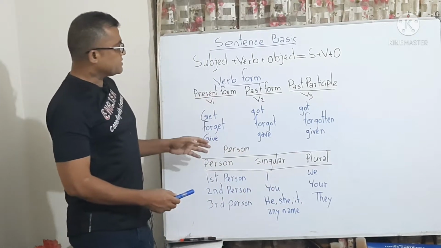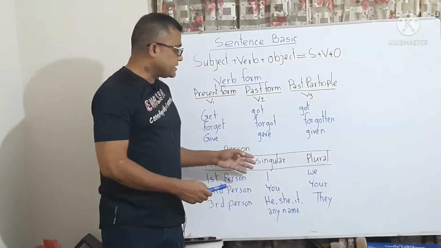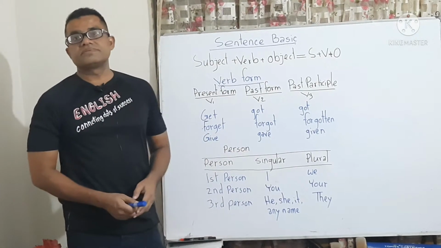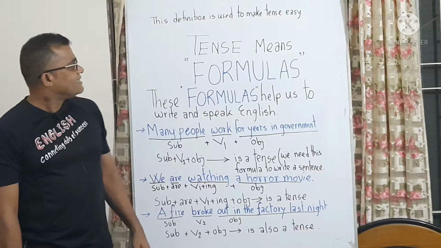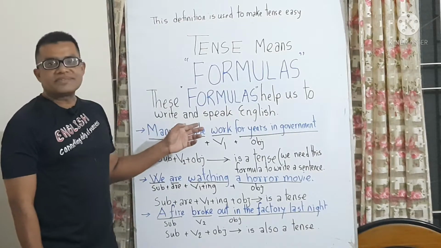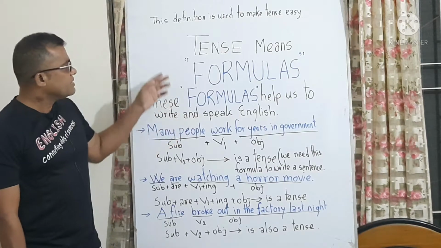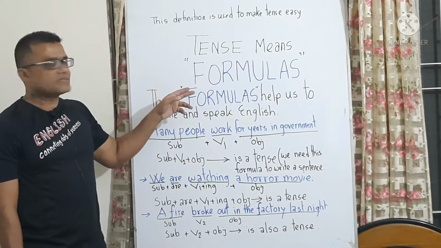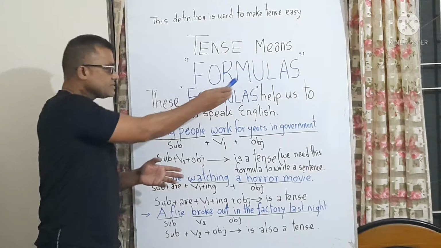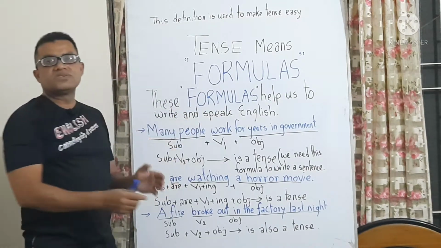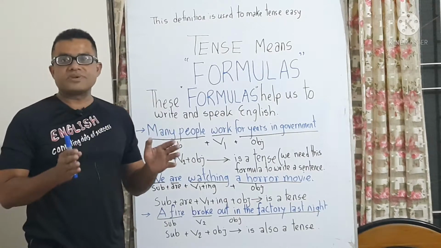These are the basic things, and when you are going to study tense, these will help you very much. I think it will be helpful for you. This is tense. This definition is used to make tense easy. Tense means formulas. These formulas help us to write and speak English. So to say, tenses are some formulas.